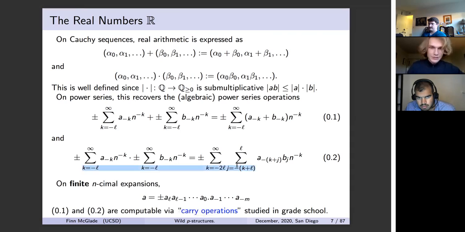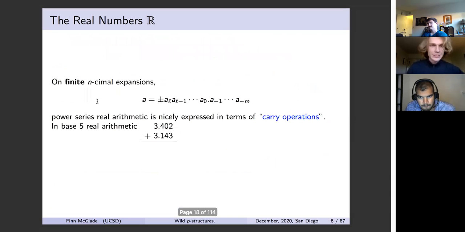This is perhaps not something you've seen, but I claim that you've really seen this in the case when the expressions are finite. So in grade school, they teach you how to multiply ensembles using these things called carry operations. And so I'd like to kind of review the carry operations because I think they're quite important for the p-adic numbers. So let's just see some examples of carry operations in action. And if we're going to work base 5, okay? So we're going to do some carry operations base 5.